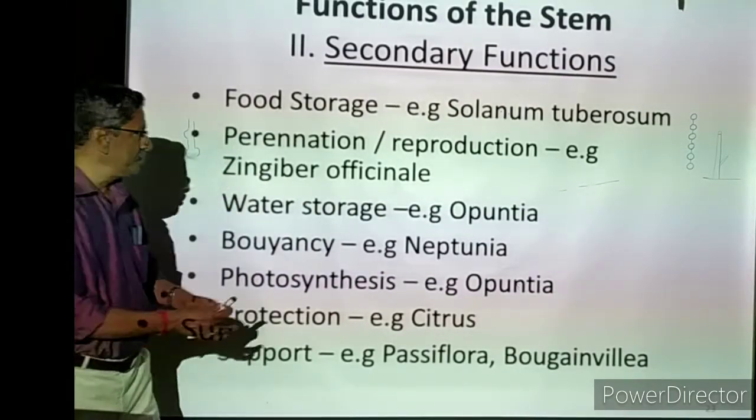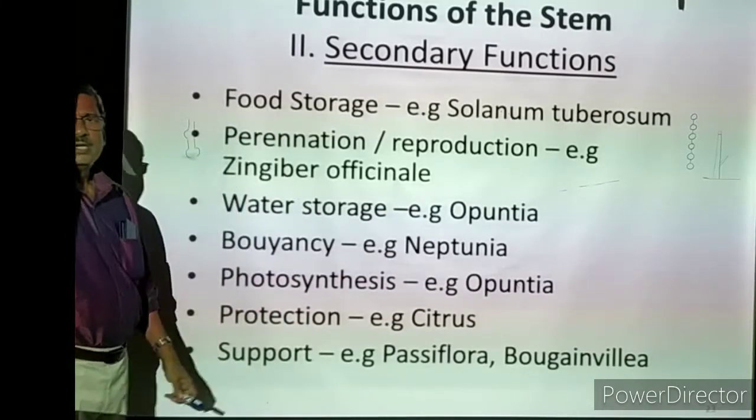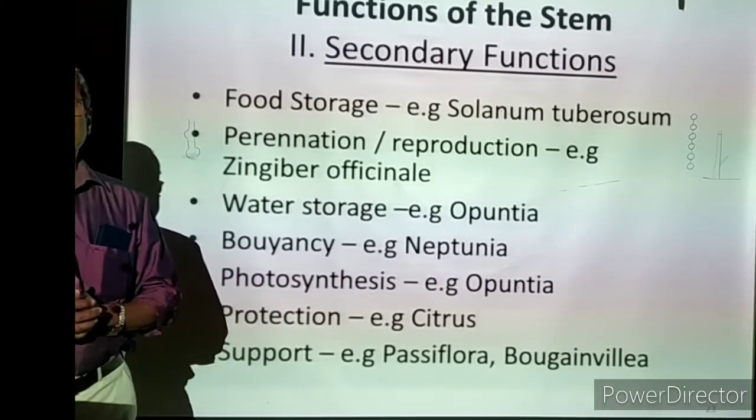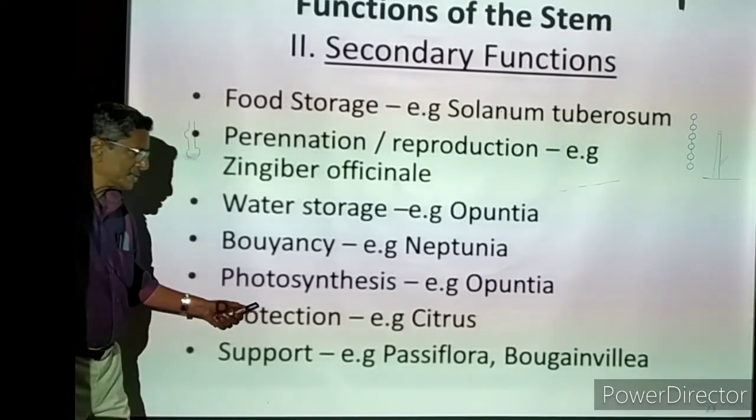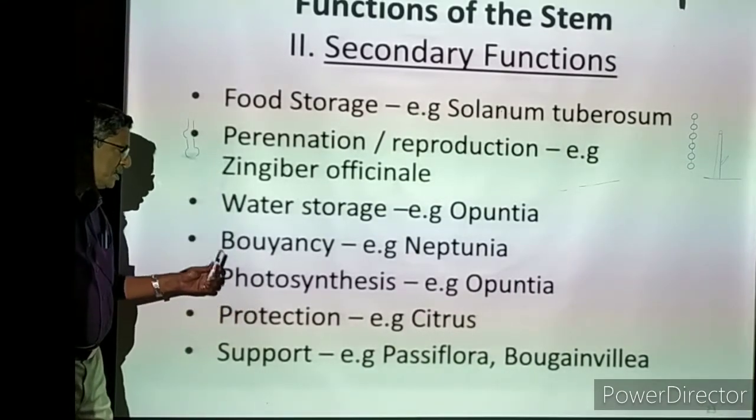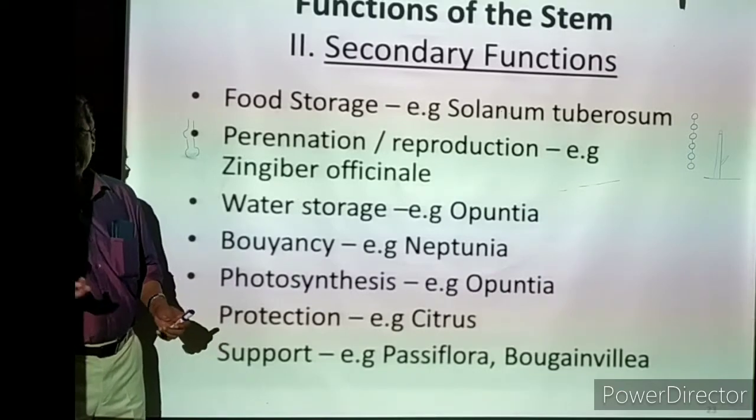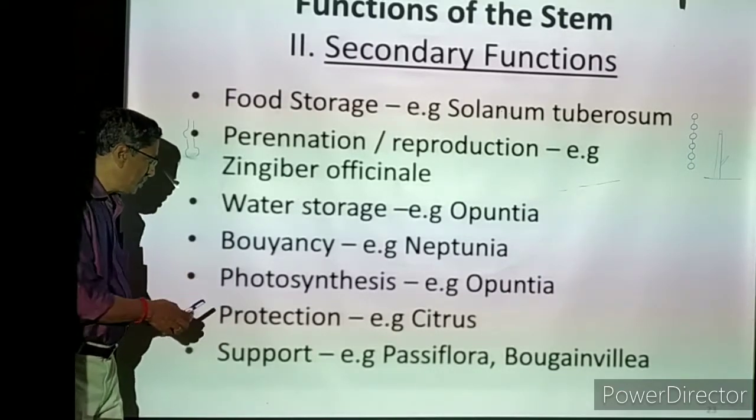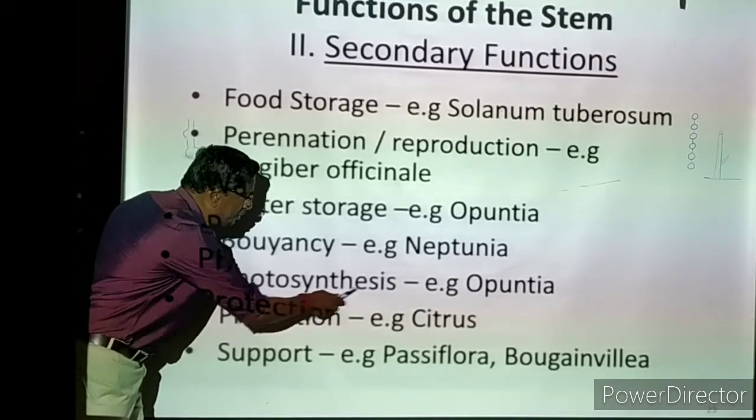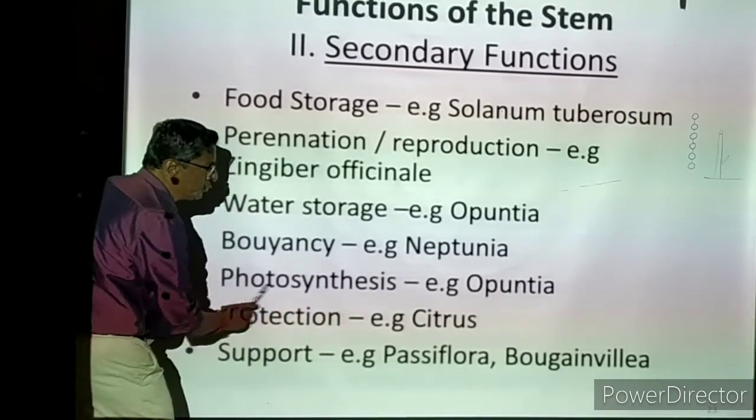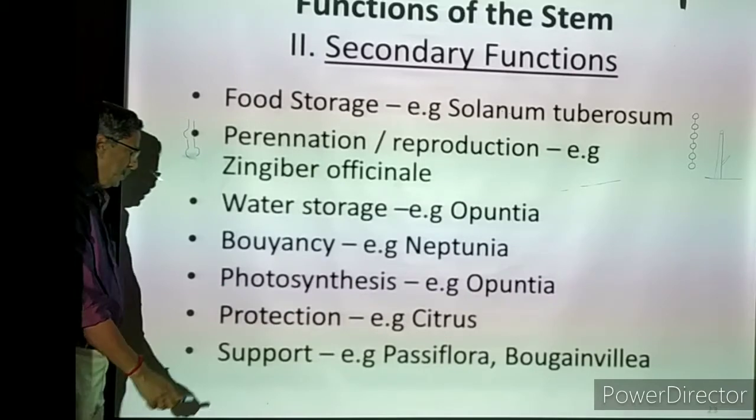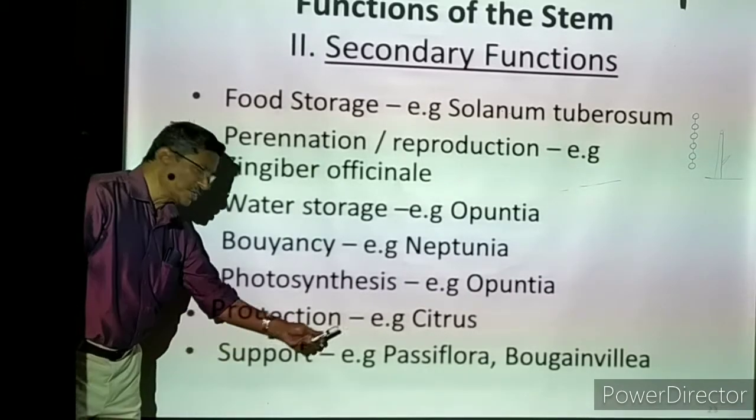Photosynthesis. Here also the same plant, Opuntia, a cactus plant. The stem is green and flattened, storing food material. The stem is green because of the presence of chlorophyll. So, in the presence of sunlight, with the help of carbon dioxide, the stem is preparing food, that is starch. That is called photosynthesis. So, photosynthesis example, Opuntia.